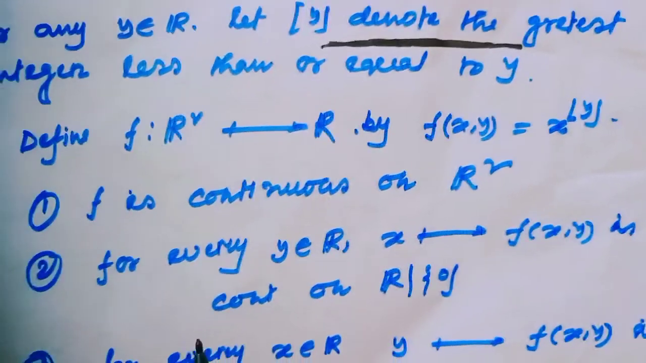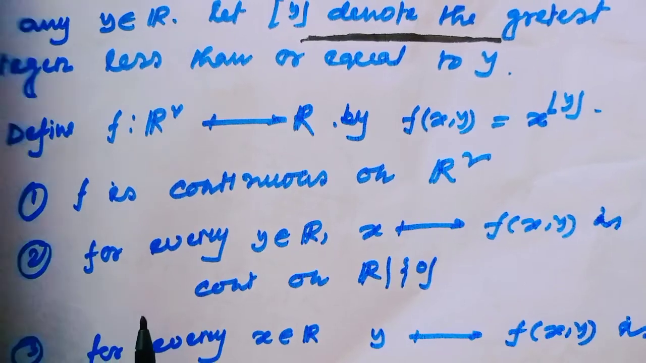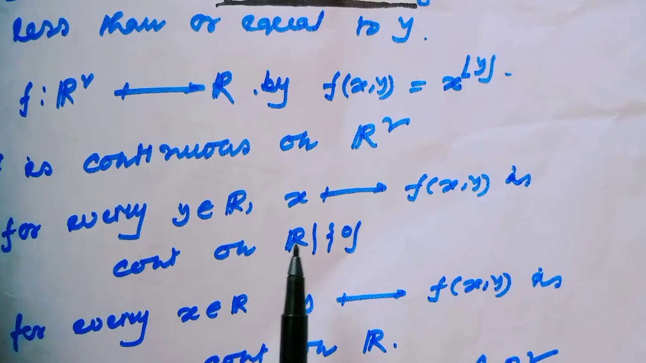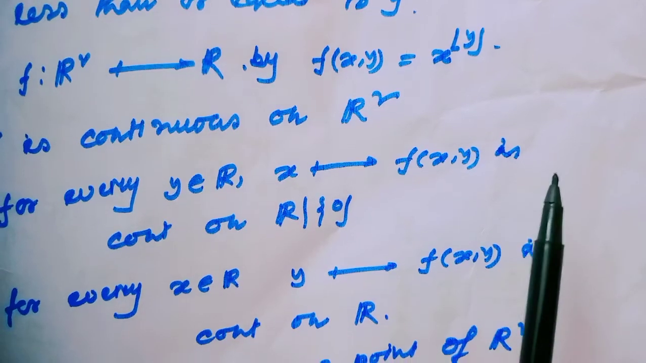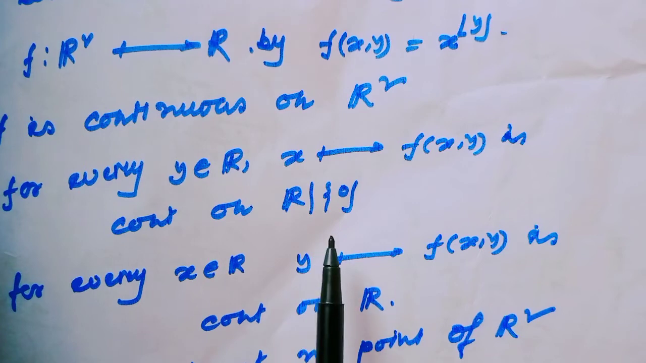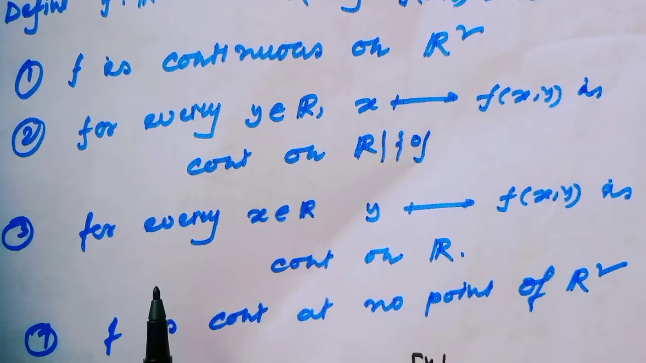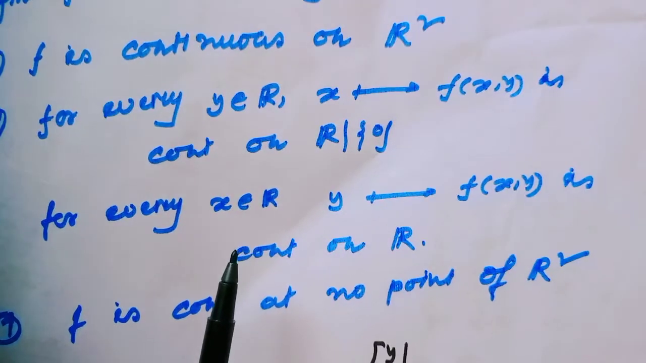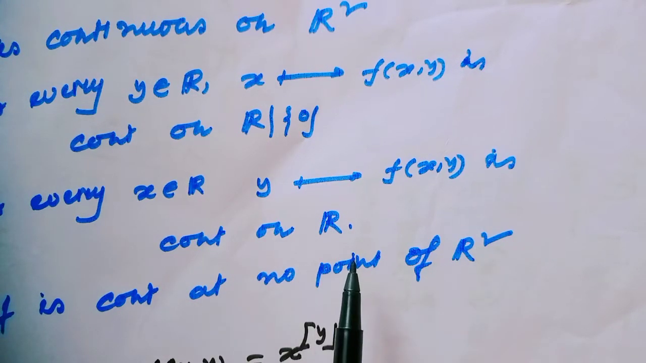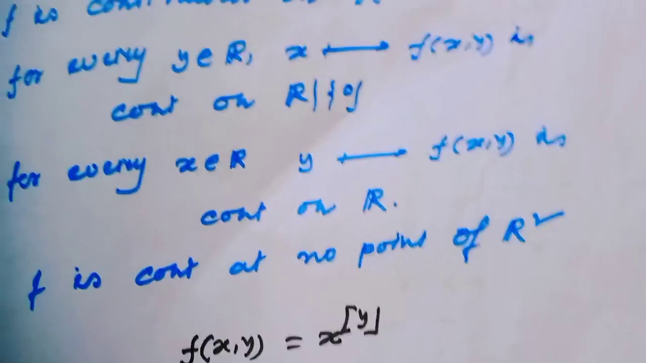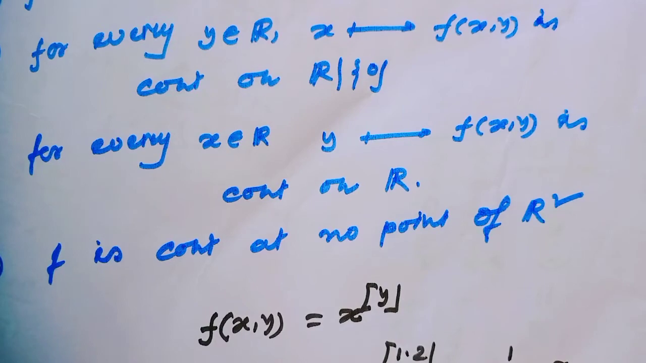Option 1 states f is continuous on R2. Option 2 states for every y belongs to R, x maps to f(x, y) is continuous on R except at the point 0. Option 3 states for every x belongs to R, y maps to f(x, y) is continuous on R. And option 4 states f is continuous at no point of R2.